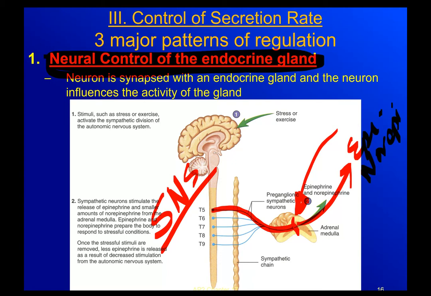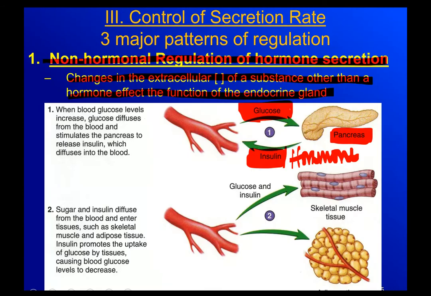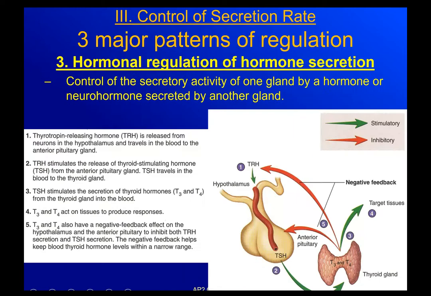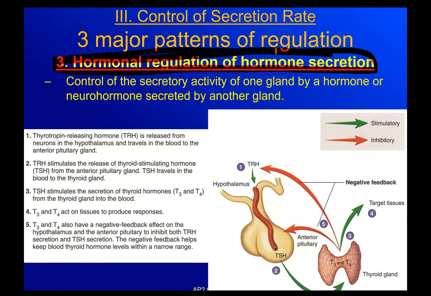But the impetus to cause that release, the thing that causes that release, is going to be a neuron. A neuron is sending a signal, so it's nervous system control over the release of that hormone, as opposed to non-hormonal, where it's just some random chemical causing the release of the hormone. Now let's talk about the last one. Hormonal regulation of hormone secretion. Yes, it sounds kind of redundant, but it does happen.